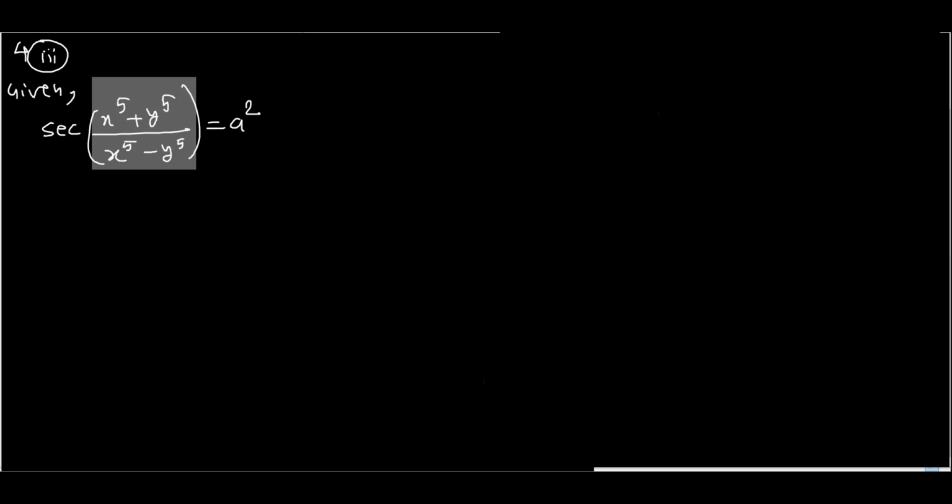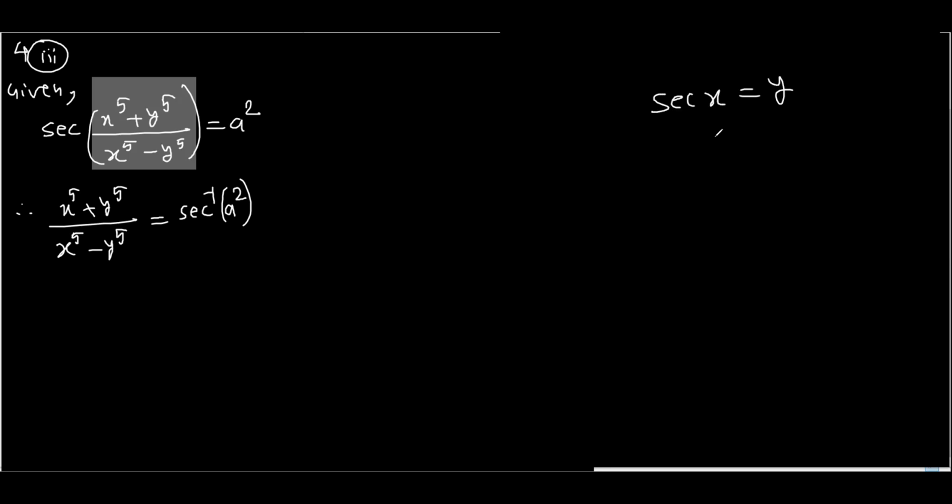What I will instead do is, I will write the next step as, therefore, x raised to 5 plus y raised to 5 upon x raised to 5 minus y raised to 5 equals sec inverse of a square. I'm applying the definition of inverse function. If sec x is y, we know that x equals sec inverse of y. Got it? Yes. So I'm going to use this.